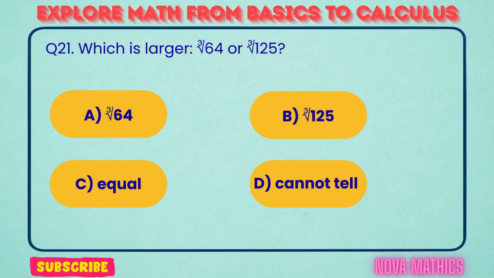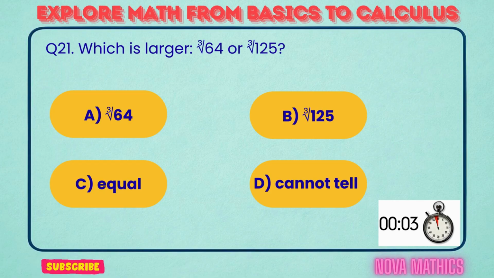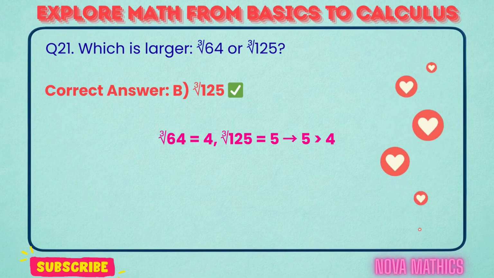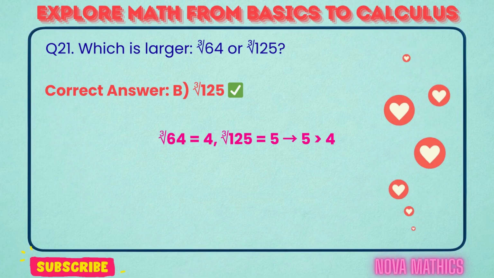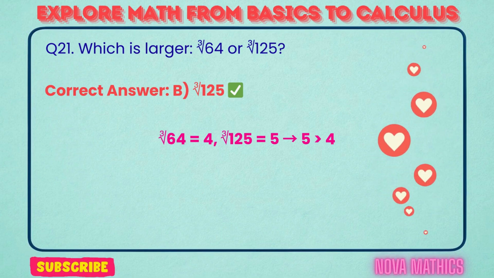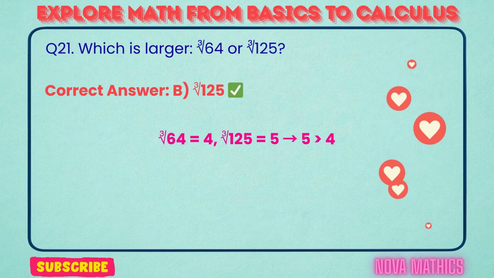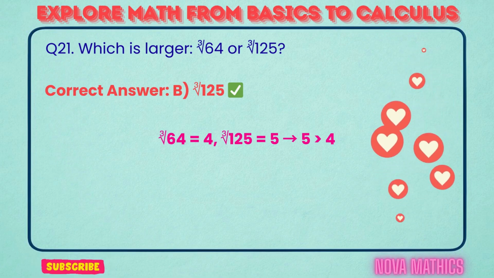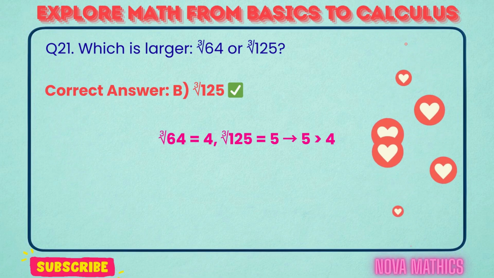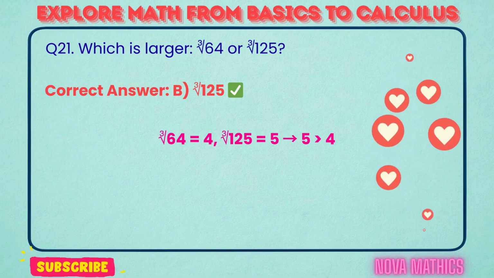21. Which is larger, the cube root of 64 or the cube root of 125? Correct answer is cube root of 125. Cube root of 64 equals 4. Cube root of 125 equals 5. And 5 is greater than 4. So the cube root of 125 is greater.